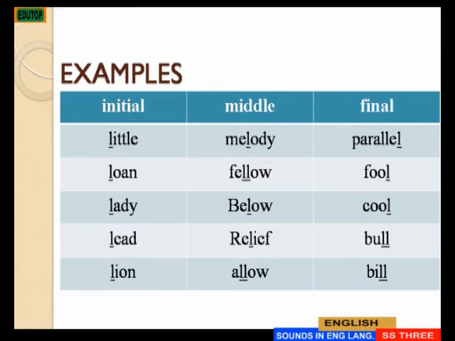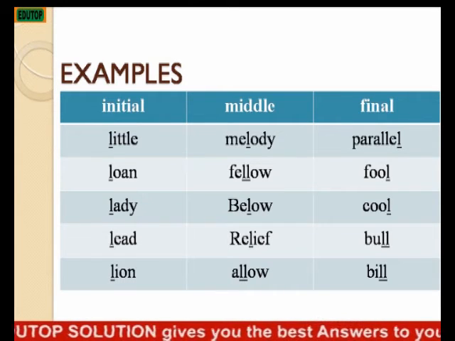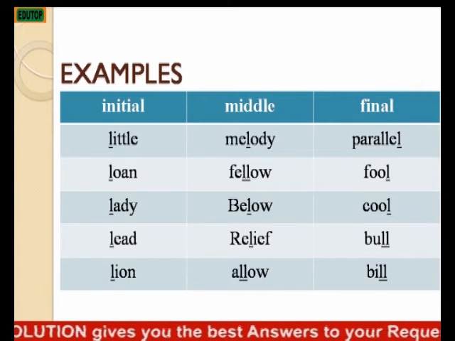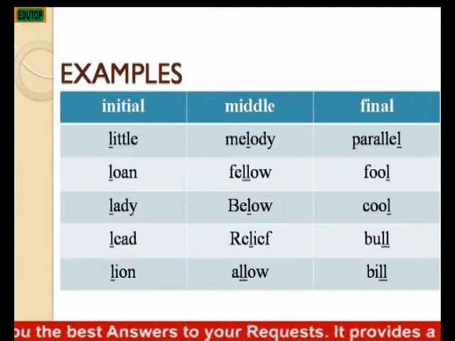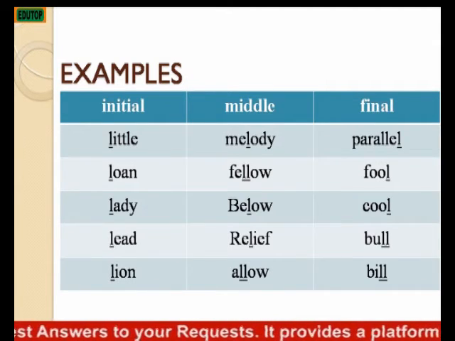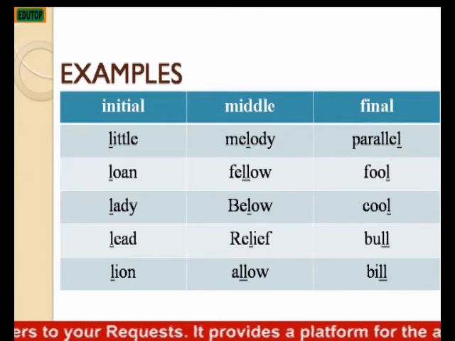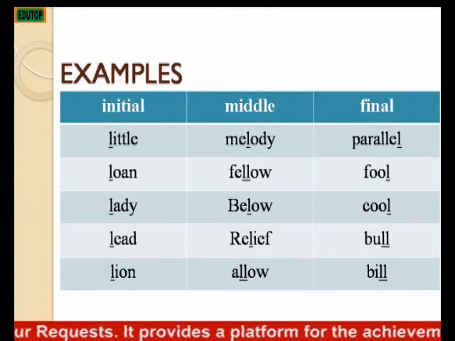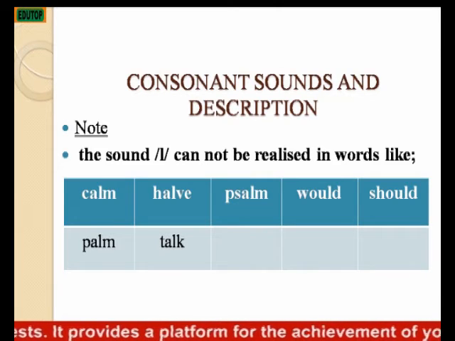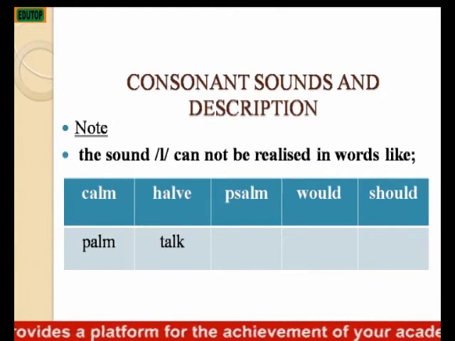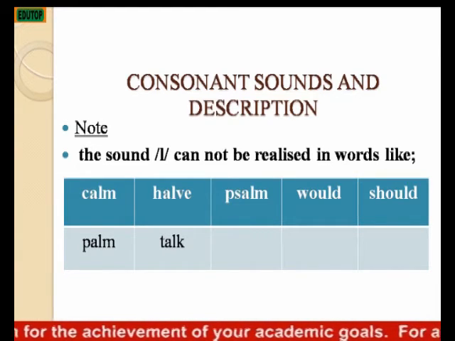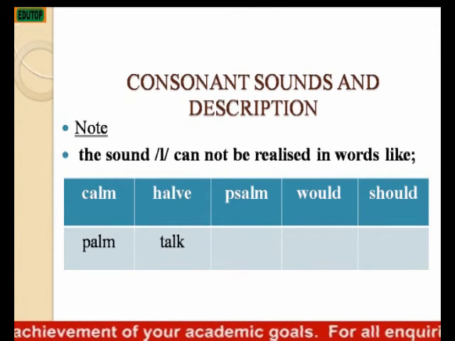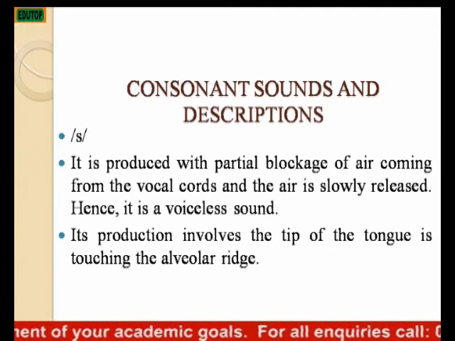Examples: we can have little, lone, lady, lead, lion at the initial positions. Middle, we can have melody, fellow, below, relief, allow. At the final position, we can have parallel, full, cool, bull, bill, and so on. You should note that the sound cannot be realized in words like calm, have, Sam, would, should, palm, talk, and so on.